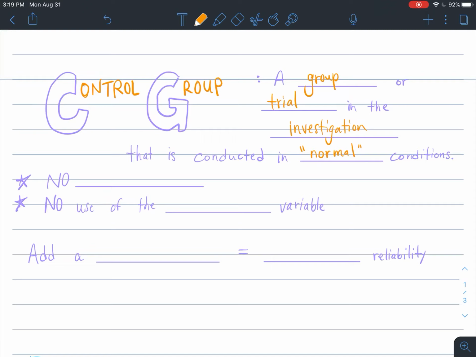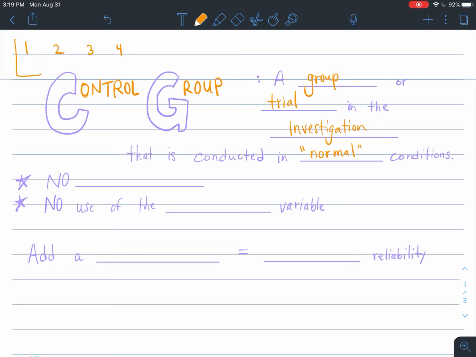Now, what does that mean? Well, what this means here is, let's say, for example, that I have 4 class periods. I have first period, second period, third period, and fourth period. And let's say I have a hypothesis that if I tell students that they're going to get ice cream, they'll score better on their test.